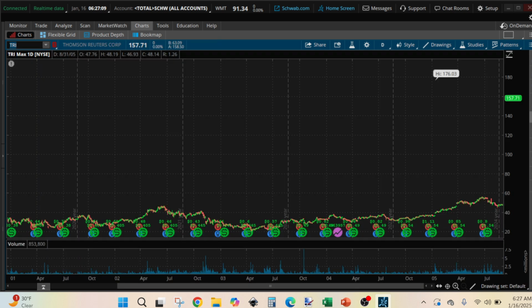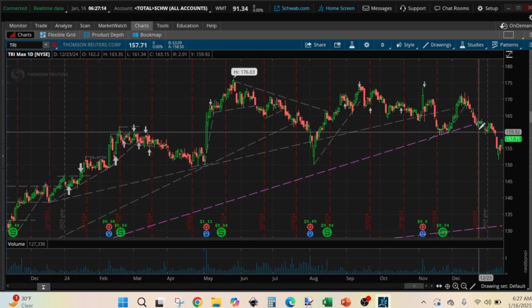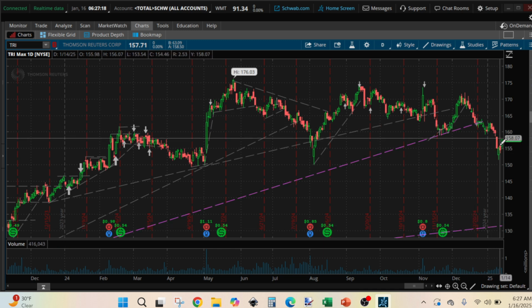TRV. We like to buy at either one of those trend lines. Right now it has passed that line going down, so we'll just keep watching it.